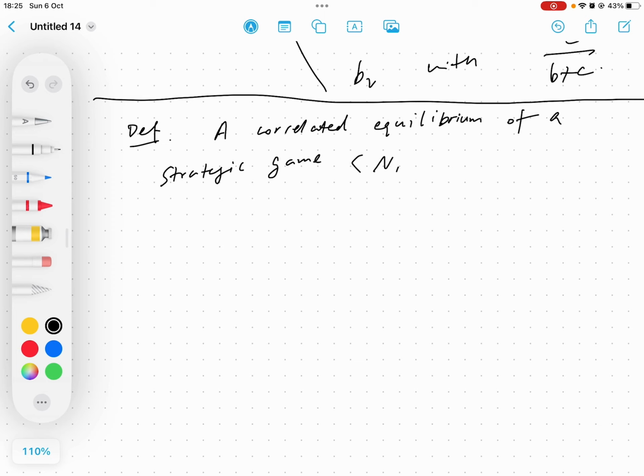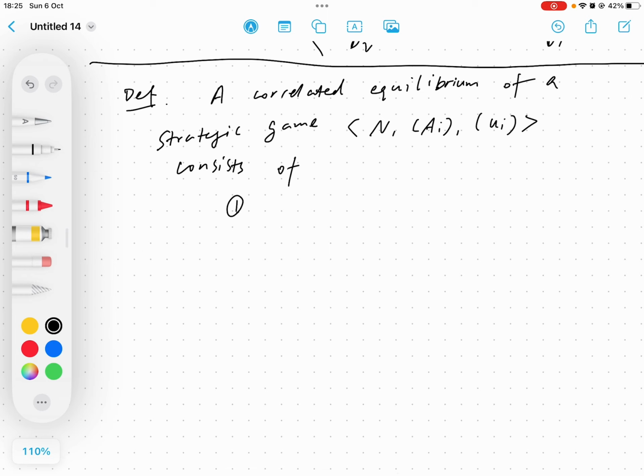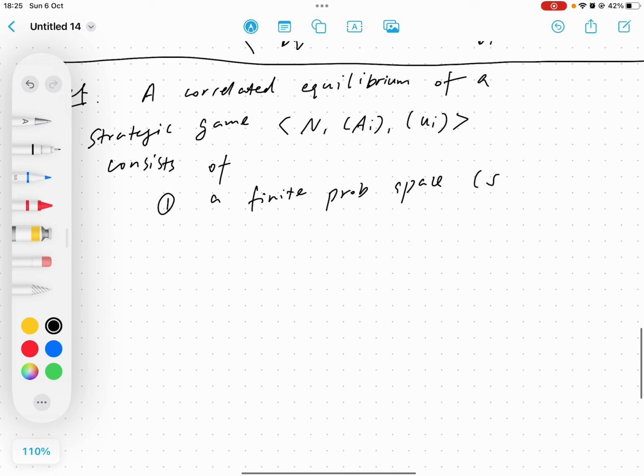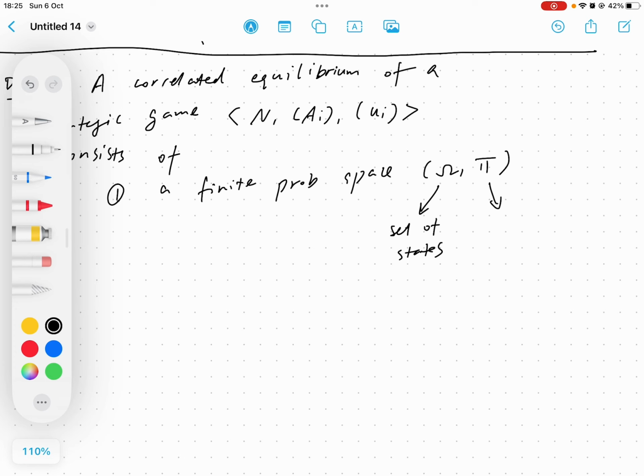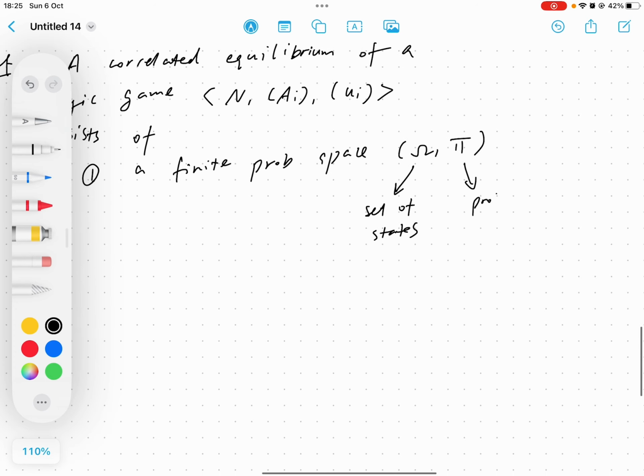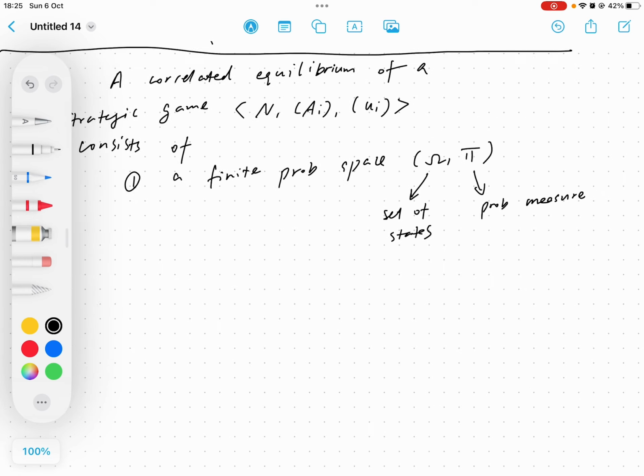Okay, now the players, action profile, utilities. So this has some ingredients. The first part of this equilibrium is a finite probability space, omega and some pi. This omega is the set of states: sunny, rainy, windy, or cloudy. This pi is just a probability measure, and you can refer to the previous videos for the probability measure.